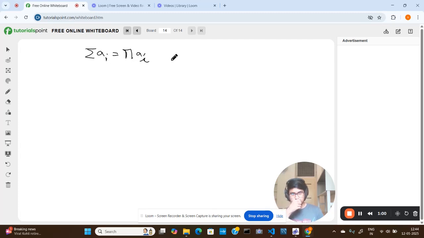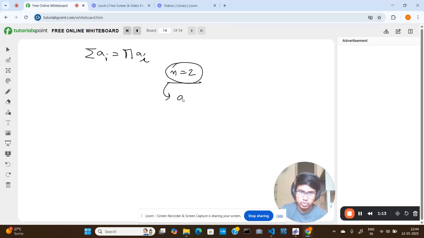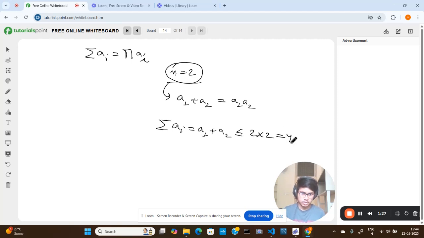Now let's look at the case when n is equal to 2. We will solve this for n equal to 2 and we will build our solution for larger values of n. So for n equal to 2, the condition is that a1 plus a2 equals a1 a2, and we want to show that the summation of ai, which is a1 plus a2, is less than or equal to 2 times 2, which is 4. This is what we want to show.